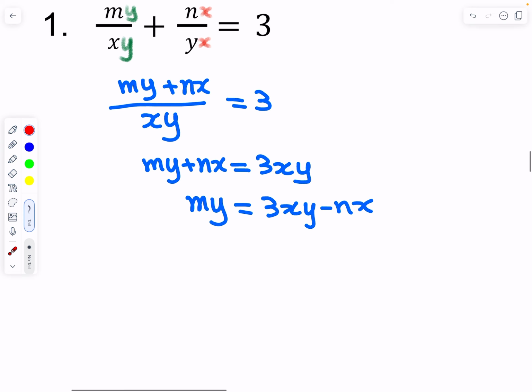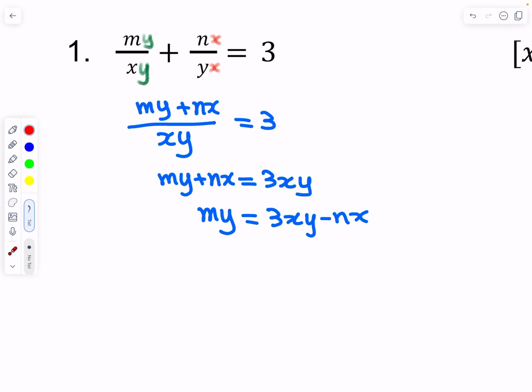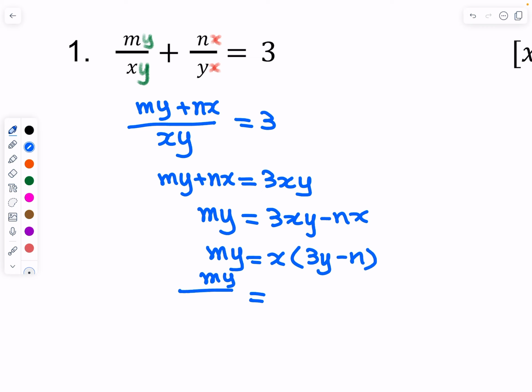So what we can do is basically Form 2 knowledge. Between these two terms, is there anything that they both have? Yes, they have the x. So you take the x out, what is left? 3y minus n. And then bracket basically means multiply. Because I don't need this, I only need the x, if this is multiplied here, it goes to the other side as division.